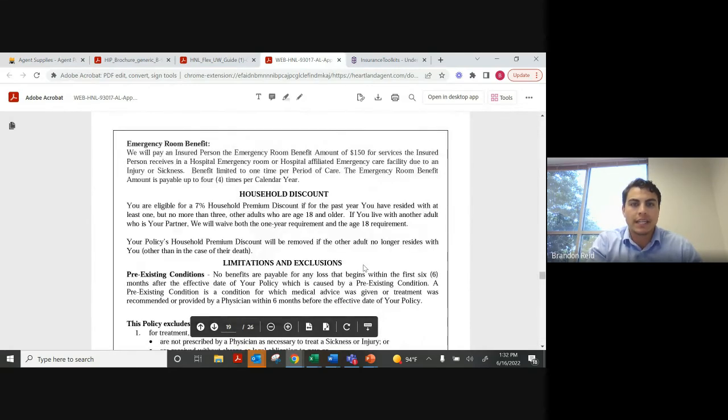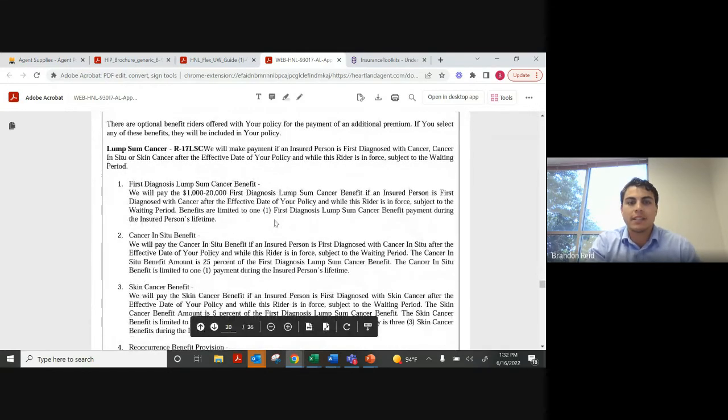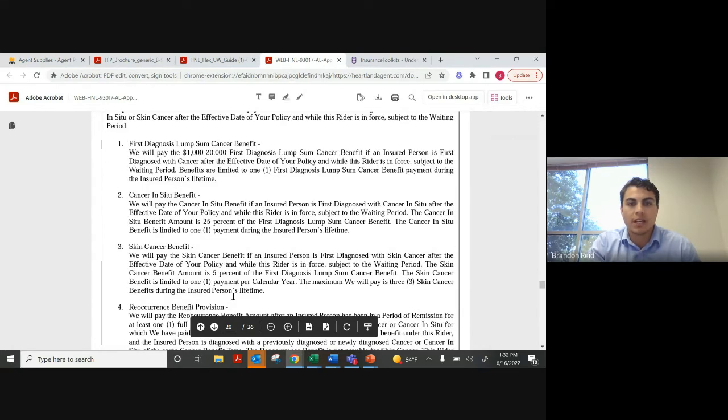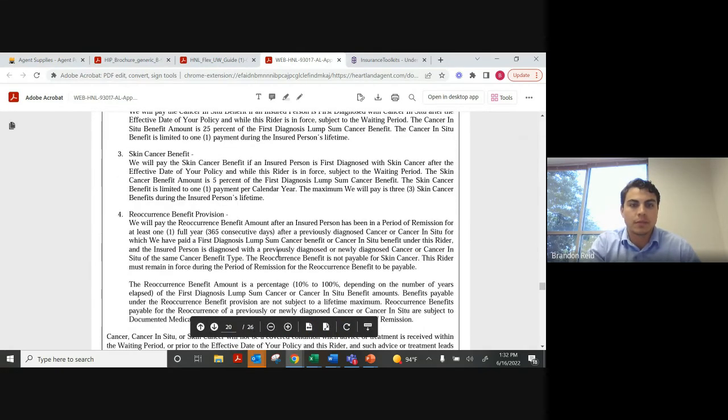Okay, then it gets into our riders down below here, lump sum cancer, and it explains to them that yes, you signed up for a policy that pays 25% on in situ, non-invasive stage 0 cancers, 5% on your skin cancers, and 100% on those internal cancers past stage 0, with the recurrence provision built in.